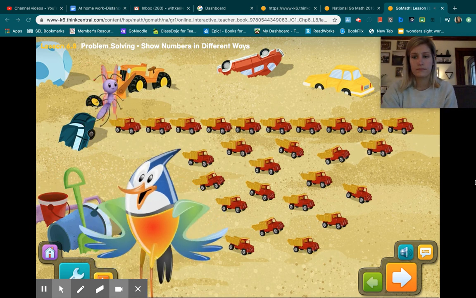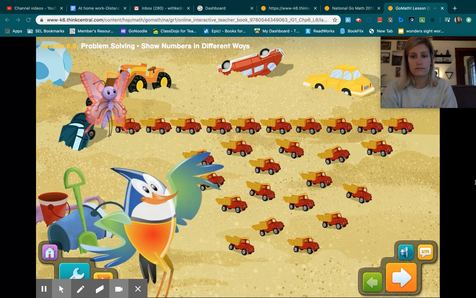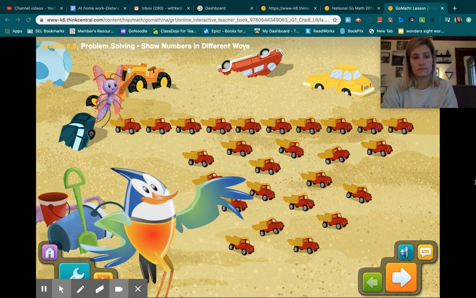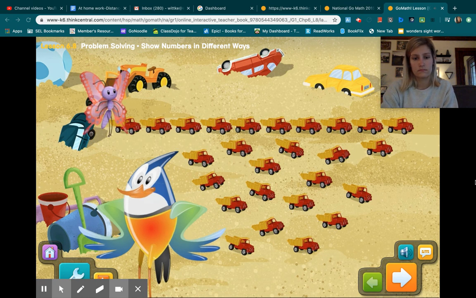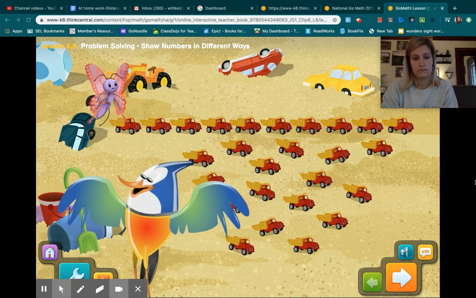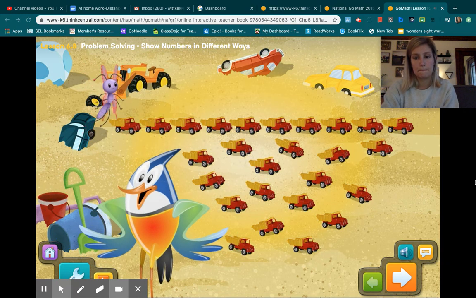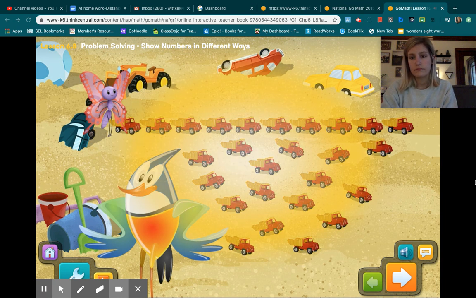Hey, look! Somebody left these trucks in the sandbox. There are so many trucks. It looks like a traffic jam. There are 26 trucks in the sandbox. We can count them all by ones, but there might be another way to count them too. Click the trucks to find out.